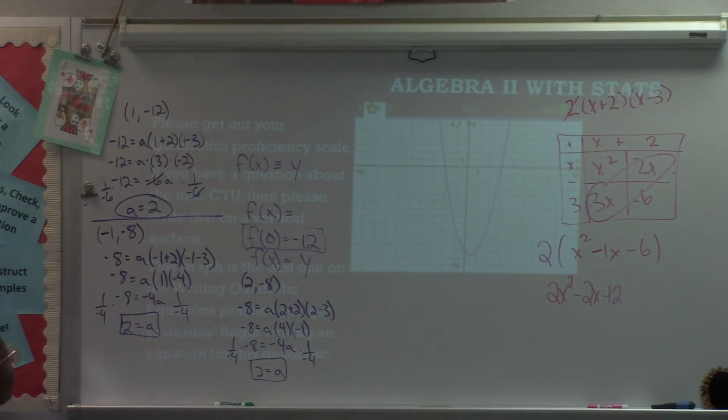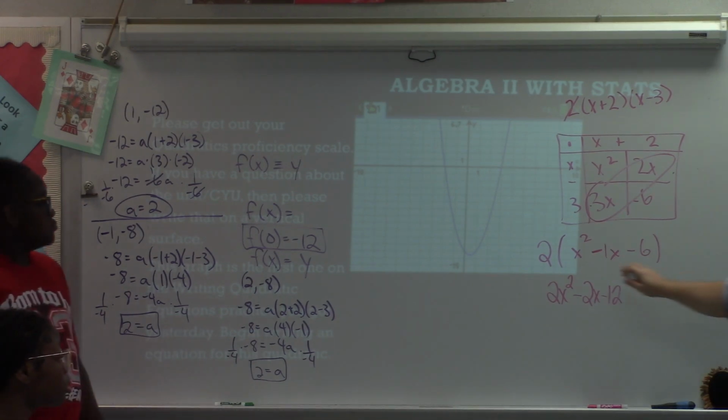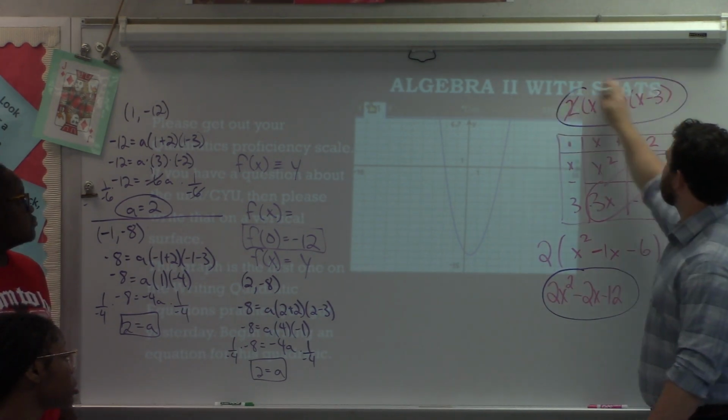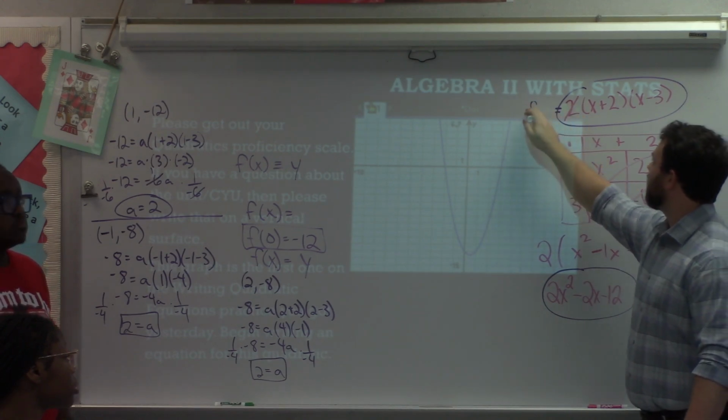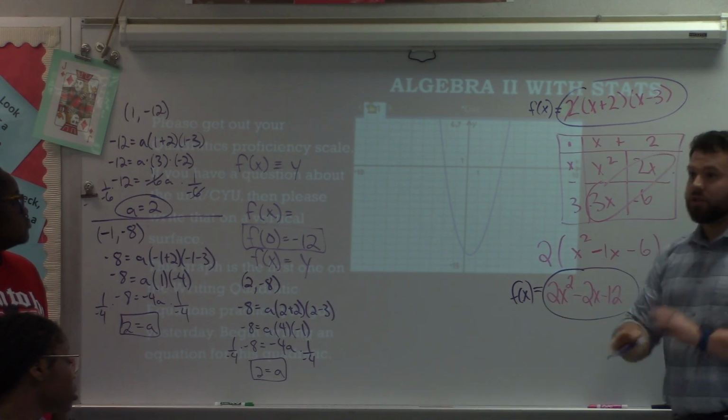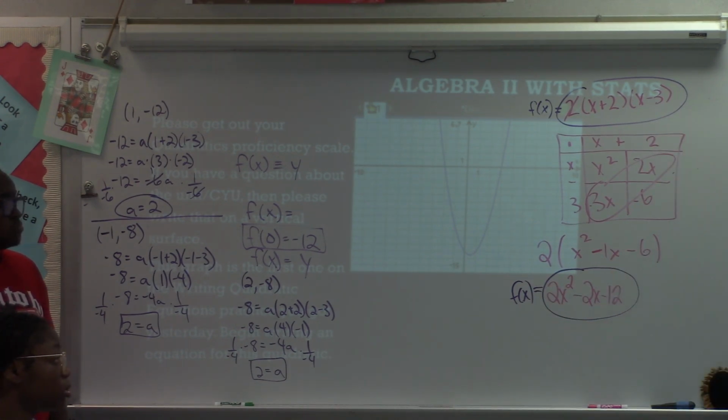answers. I see 2x squared minus x minus 6. I see x squared minus 1x minus 6. I see 2x squared minus 2x minus 12. But this equation, whichever one it is, and by the way, don't forget it equals f of x. We always need our output in there. Those two equations, whoever is right, those two equations should be what? Equal.